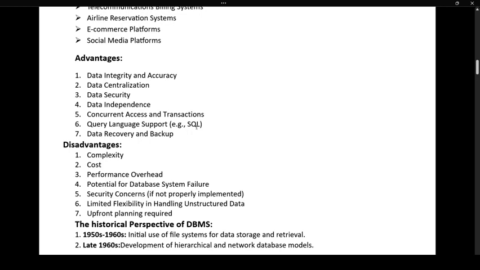How are we going to make this process possible? By using a query language, that is, Structured Query Language, SQL, which is mostly used, though not only this one is used. Okay. Data recovery and backup is one of the advantages.